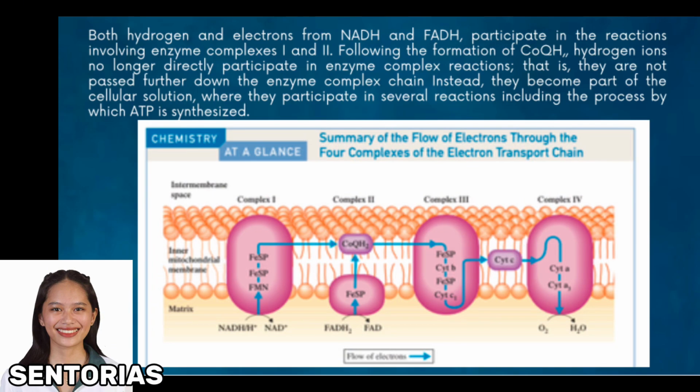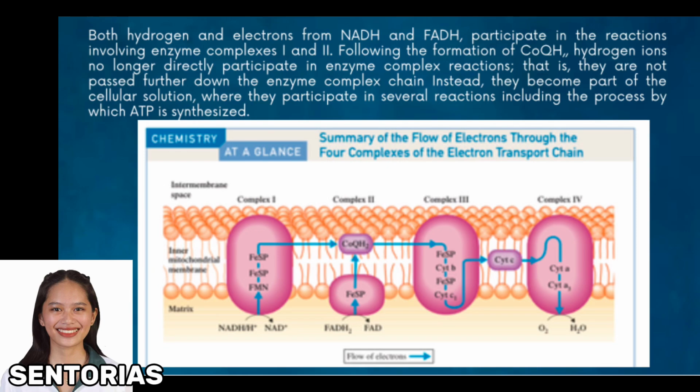In the picture, here's the summary of the flow of electrons through the four complexes of the electron transport chain. In complex 1, electrons from NADH are transferred through FMN and Fe clusters, pumping protons into the intermembrane space. Complex 2, electrons from FADH2 enter the chain here but do not contribute to proton pumping. Ubiquinone, a mobile carrier, collects electrons from complexes 1 and 2 and transports them to complex 3.